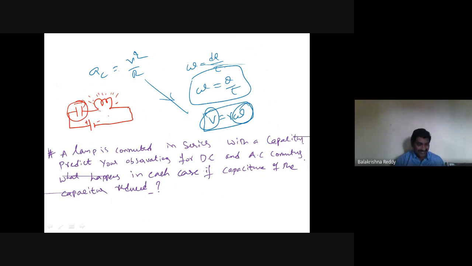But in a DC case, it will not respond. There is no use of the capacitor. But in AC, there is a use. It gives a response for alternating current, but for direct current it will not. And in the same case, it is also asked what happens if the capacitance of the capacitor is reduced.